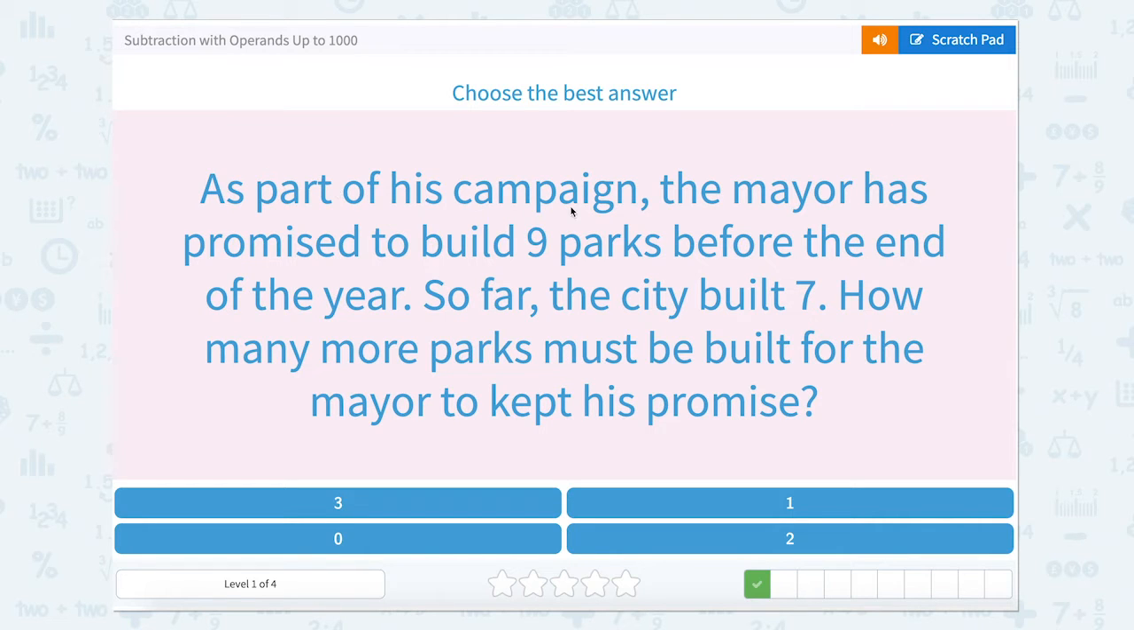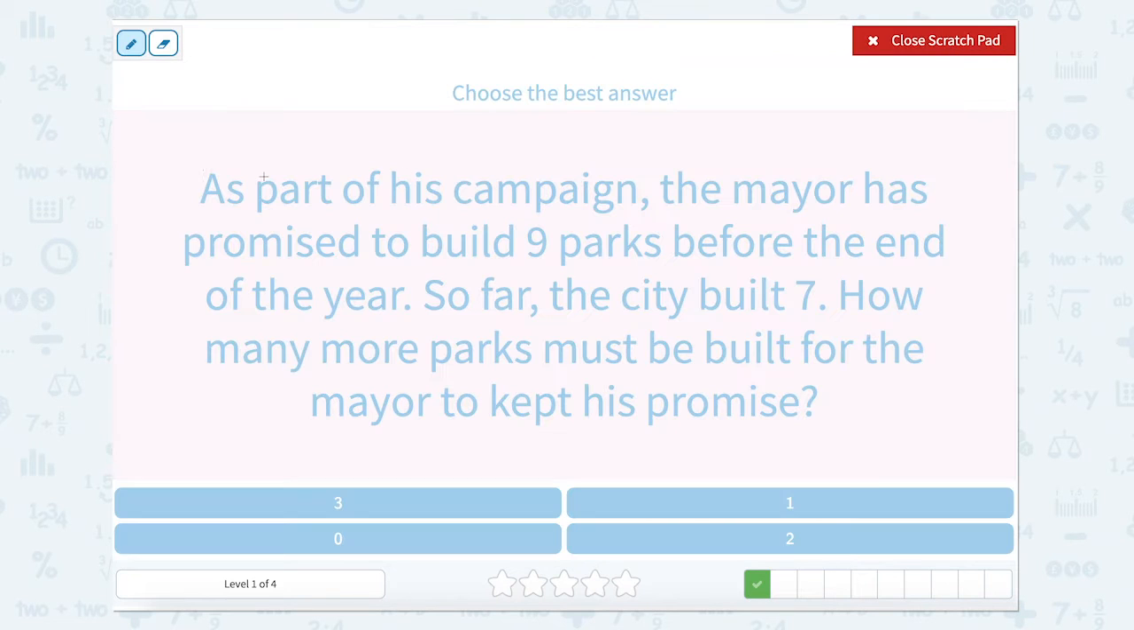Again, we're going to choose the best answer. As part of his campaign, the mayor has promised to build 9 parks before the end of the year. So far, the city built 7. How many more parks must be built for the mayor to keep his promise? Let's use that scratch pad. That tape diagram is going to help us see the total.